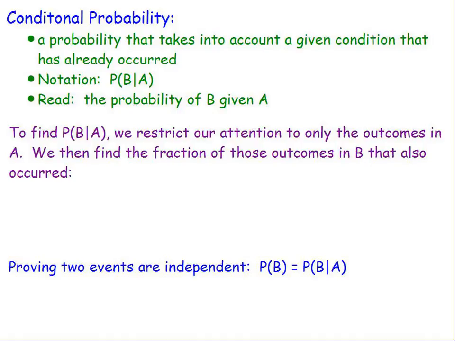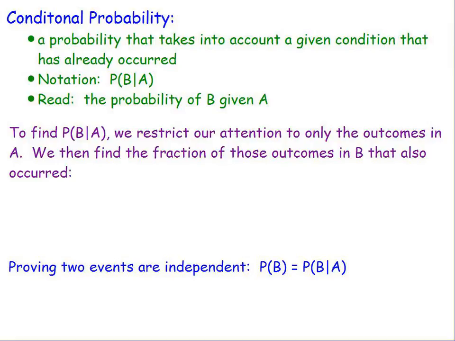Today's lesson is going to be focused on one topic called conditional probability. So let's take a look at what a conditional probability is. It's a probability that takes into account a given condition that has already occurred. So in other words, something has happened previously. We know that this has happened, and now we're trying to find the probability that something else happens.